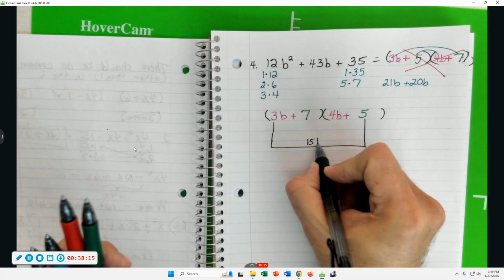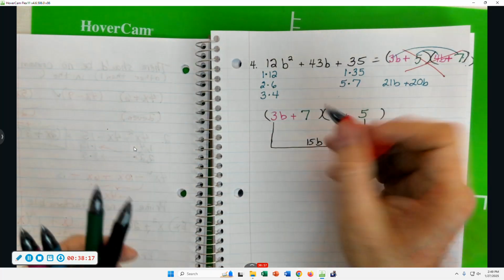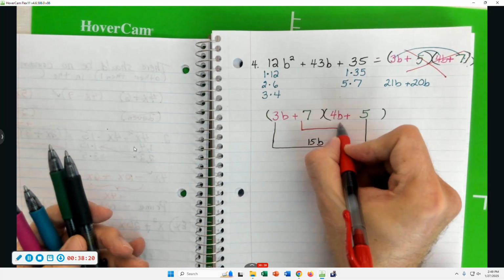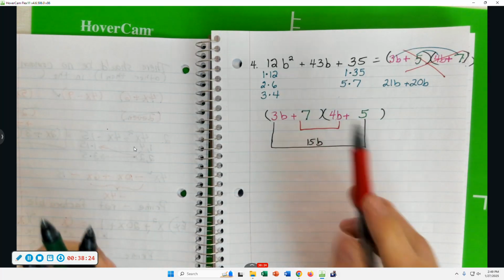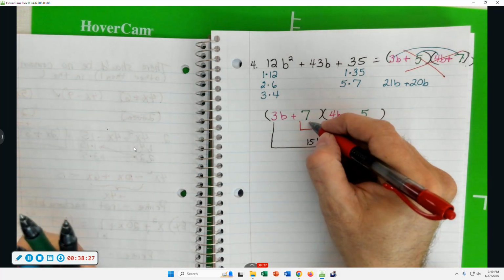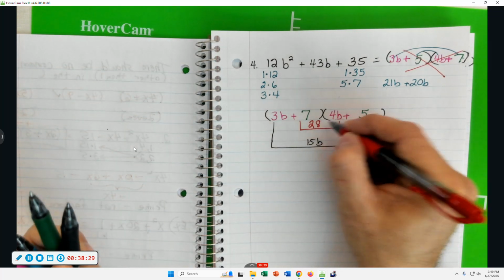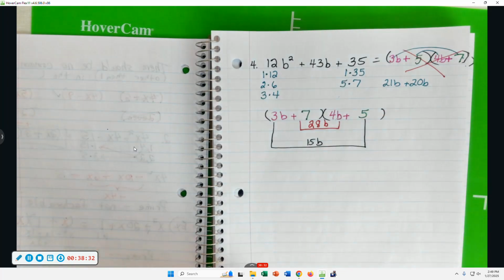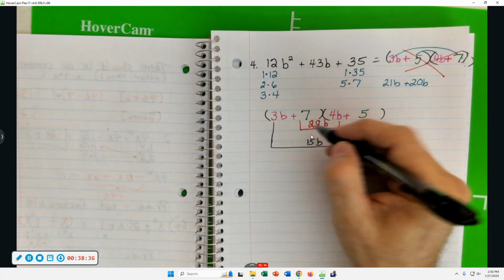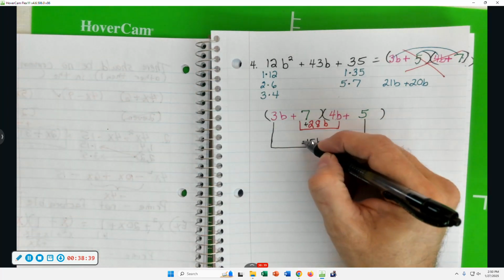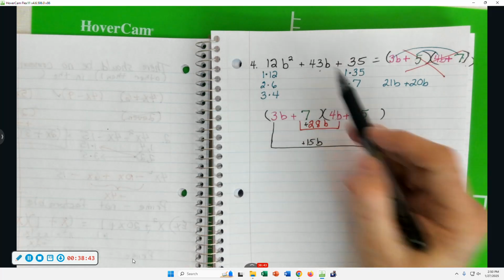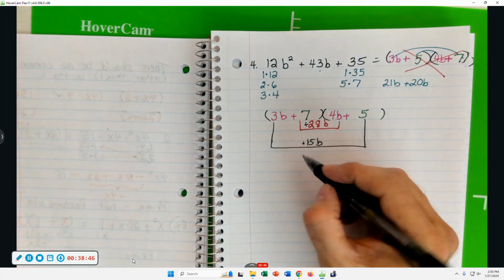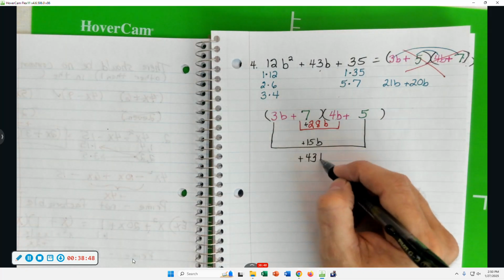What's the inner product? I'm going to make the same little marks right here. 7 times 4B, that's 28B. Are those 28B plus 15B giving you the 43B? What's 28 plus 15? 43B, that's what you needed.